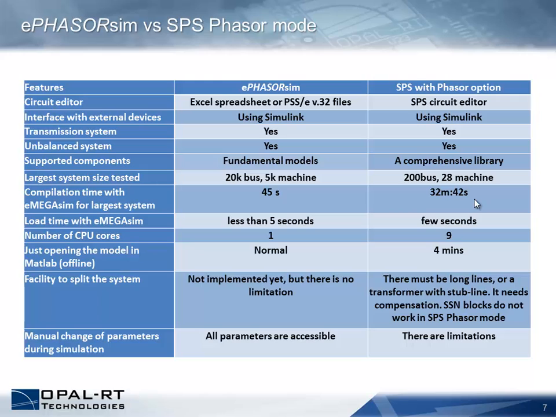All of that performance in ePHASORsim is achieved using a single core right now. That's why I'm saying that once we step into the parallel processing arena, performance can go up accordingly. Right now we are able to extract that much horsepower from a single core. We were able to simulate this network here using 9 cores in SPS. Right now, we do not have yet a way to split the system among cores, but we're going to get there.